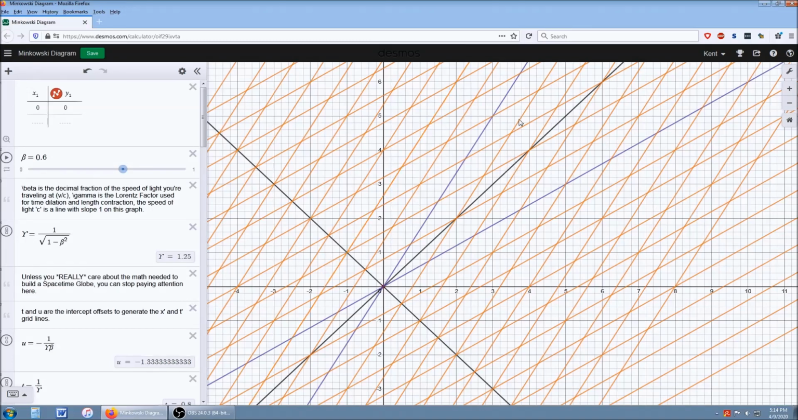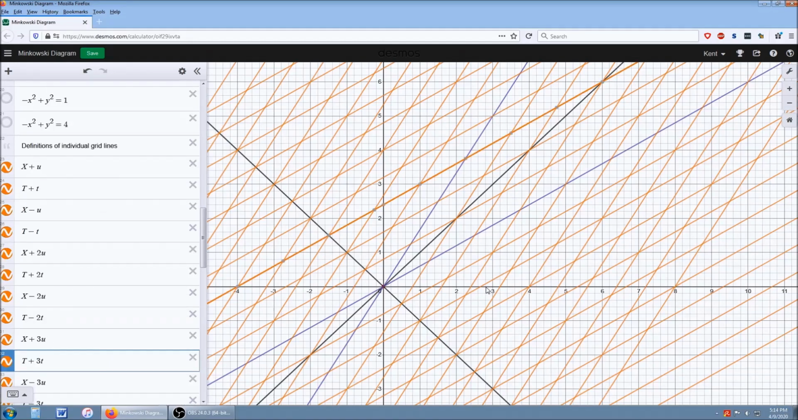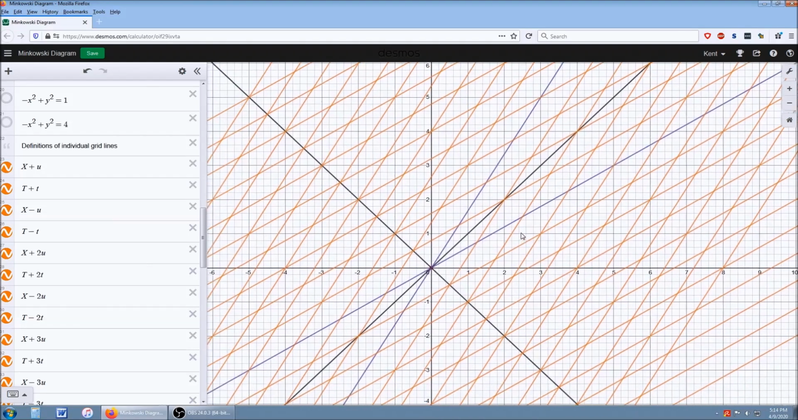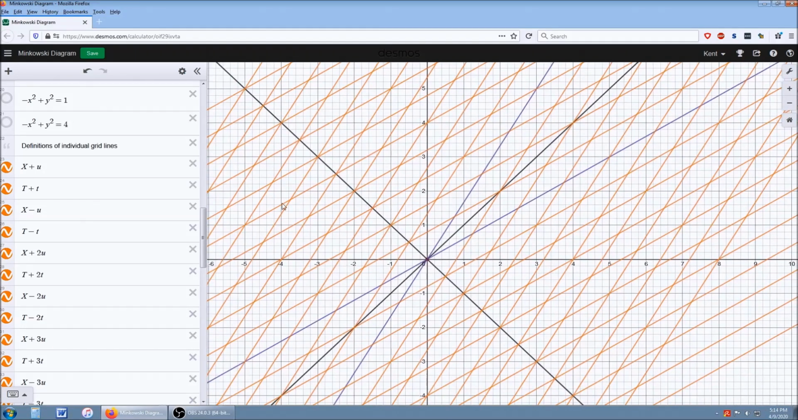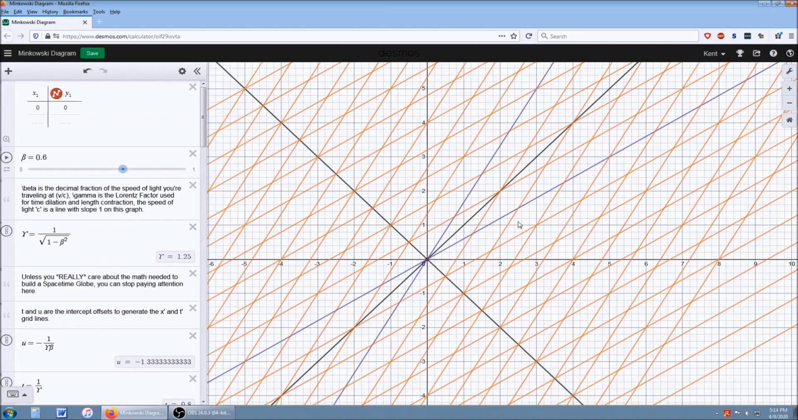You can find any arbitrary point on your moving frame and what that looks like on your rest frame, or vice versa, just by finding intersects of different lines within your coordinate frame. So that's one of the really nice tools about graph paper that I think Minkowski diagrams normally don't have, and why this is so great.